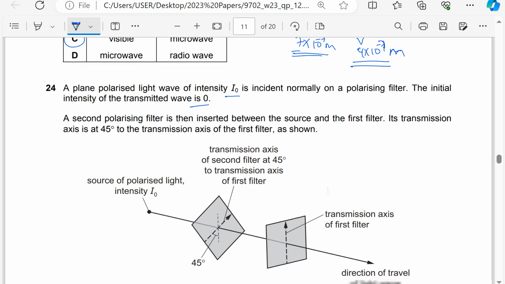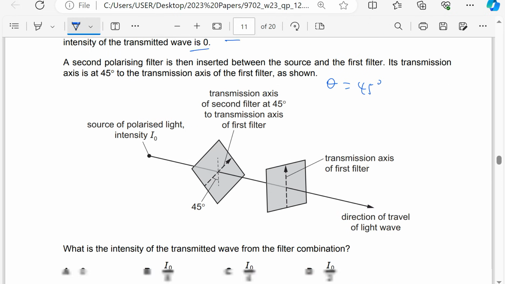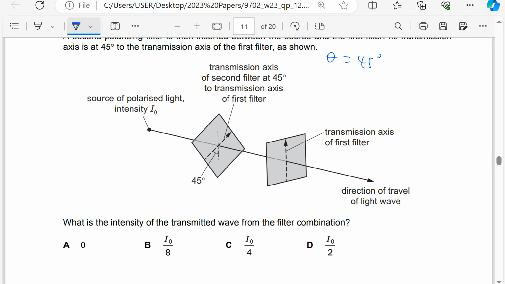The initial intensity of the transmitted wave is I naught. A second polarizing filter is then inserted between the source and the first filter. So we bring in the second one. Its transmission axis is at 45 degrees to the transmission axis of the first one. So it means the angle between the transmission axes, theta, is automatically 45 degrees. What is the intensity of the transmitted wave from the filter combination?